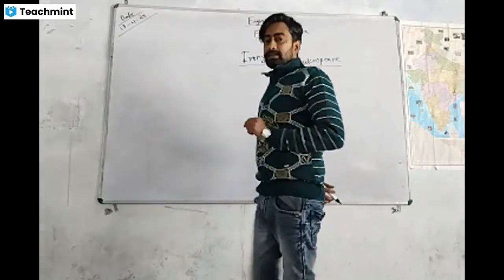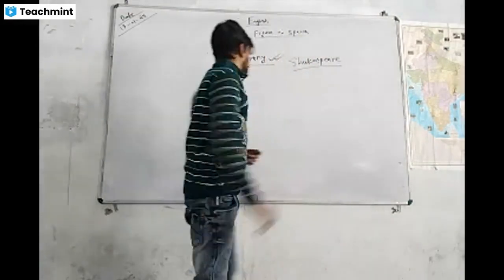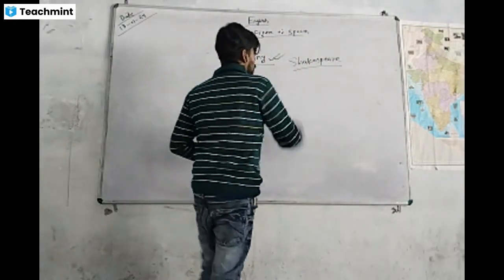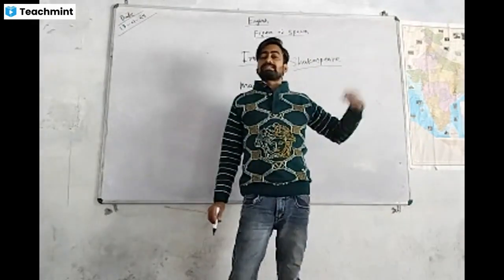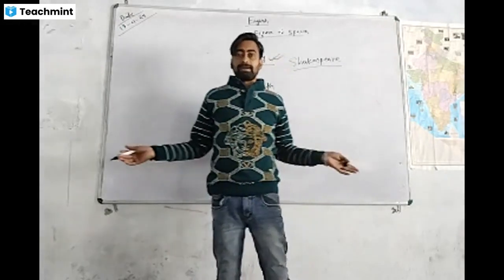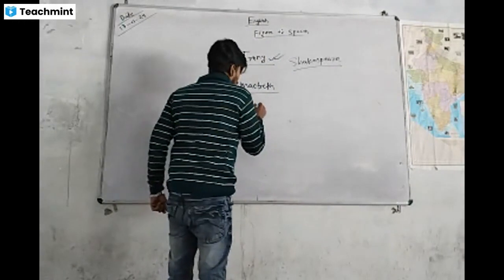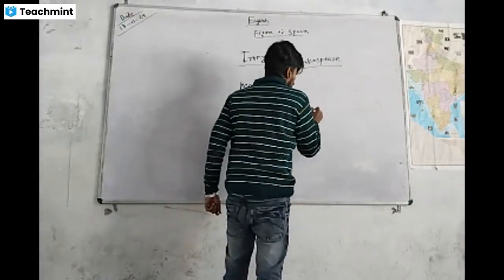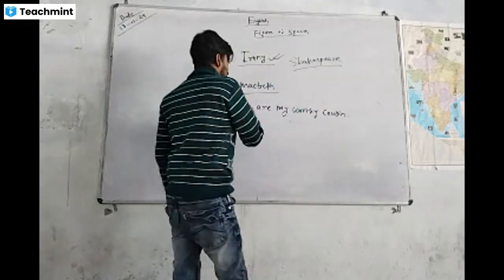Just as here, you already know the story of Macbeth, where Macbeth kills King Duncan. But Duncan says, "You are my worthy friend. You are my worthy cousin." But actually what will happen?